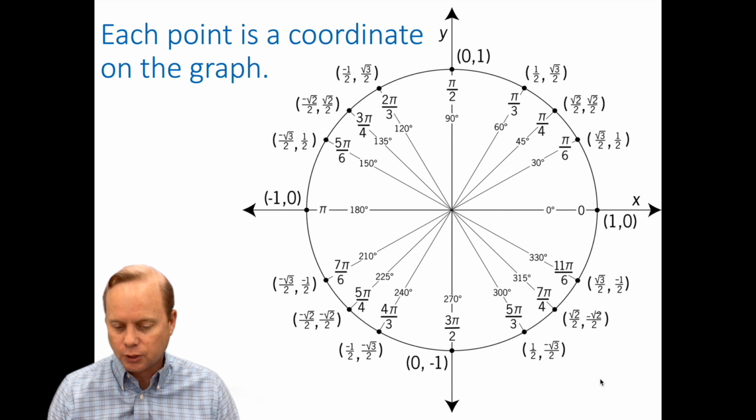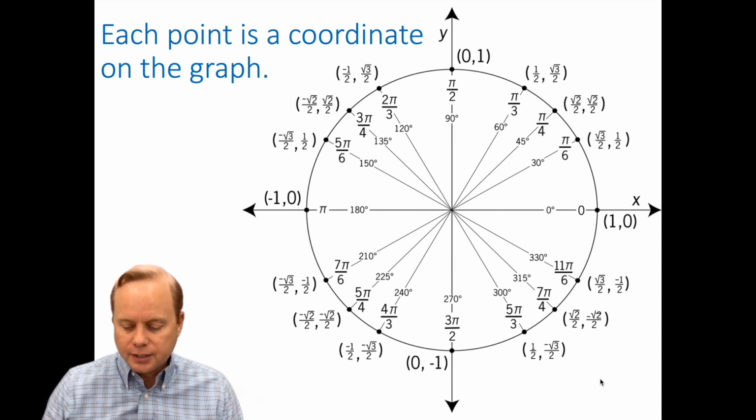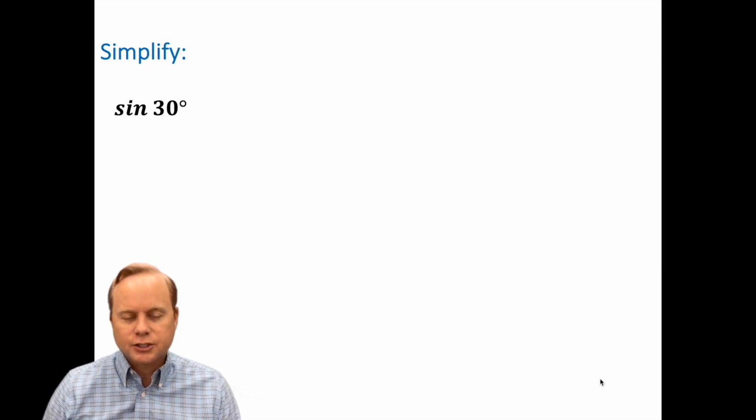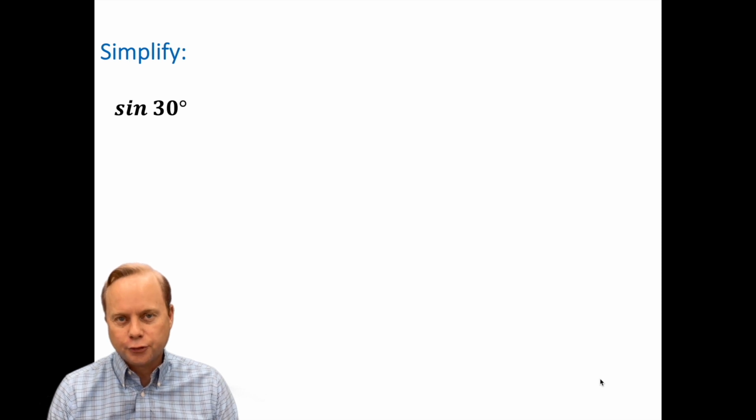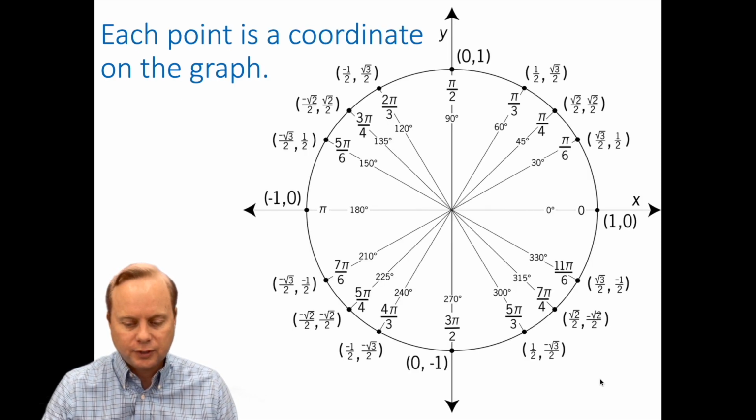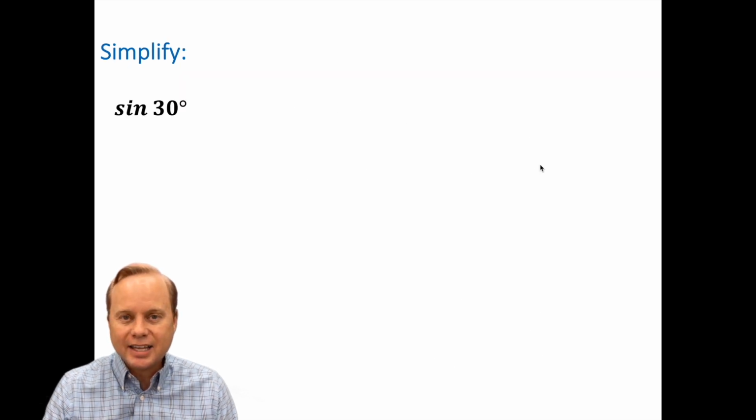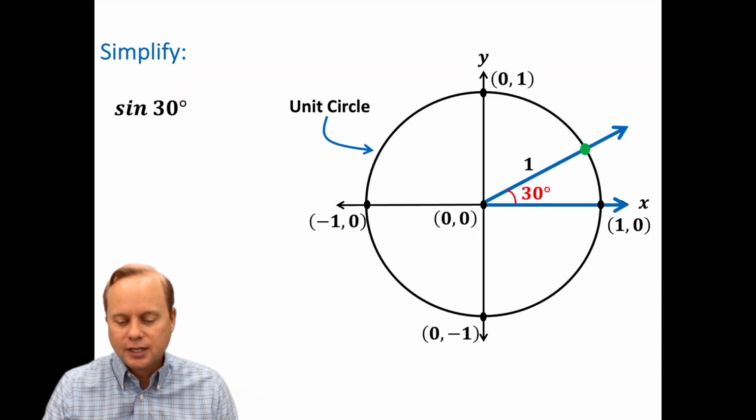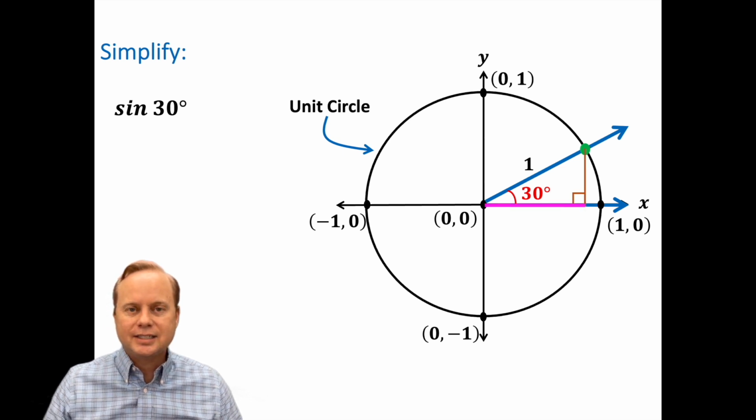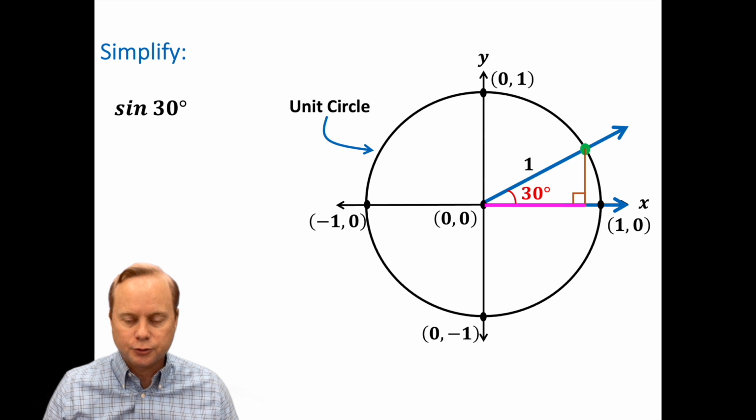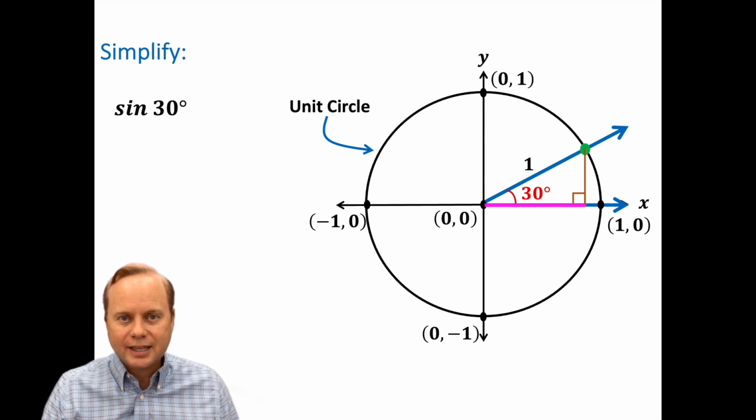Now on this one, if I were to ask you what is the sine of 30 degrees? We go to the unit circle, here's my 30 degrees, and we're asked to find the sine of it. Well, we know that the sine is the opposite divided by the hypotenuse. So we're going to take that information and start plugging some things in.